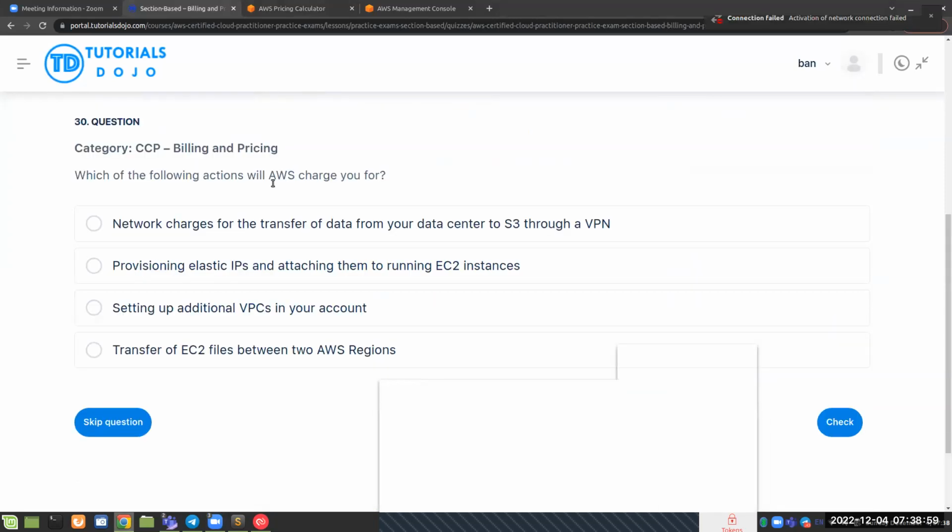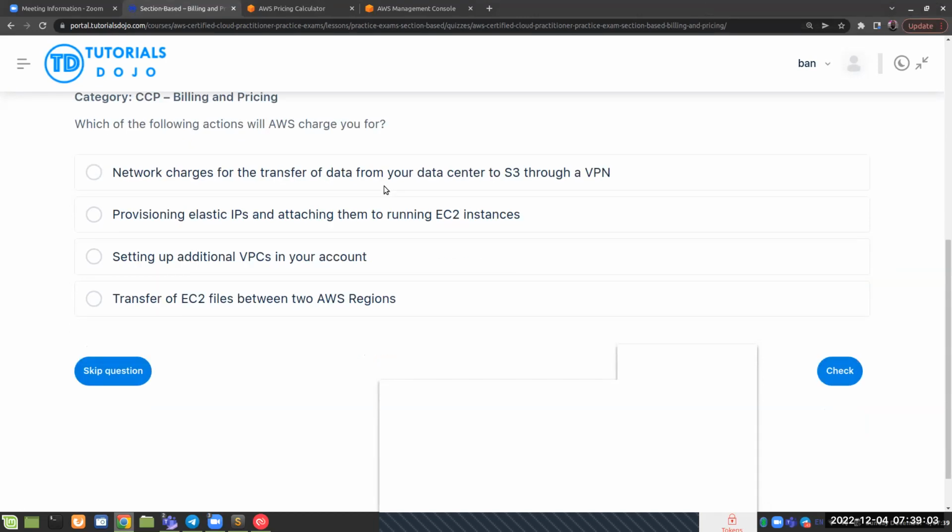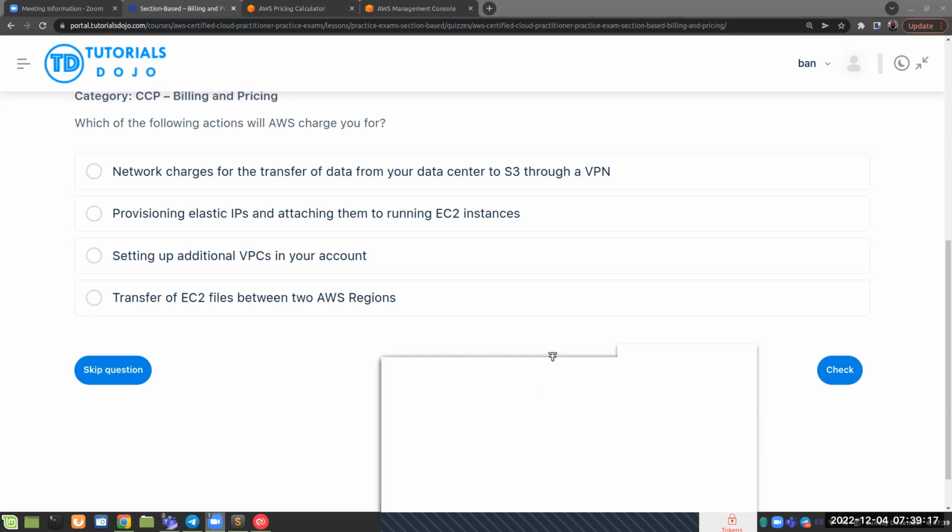Which of the following actions will AWS charge you for? What does AWS charge you for? Network charges for the transfer of data from your data center to S3 through a VPN. Will AWS charge you for that? Yes or no? Now, transfer of EC2 files between two AWS regions. That's a D.